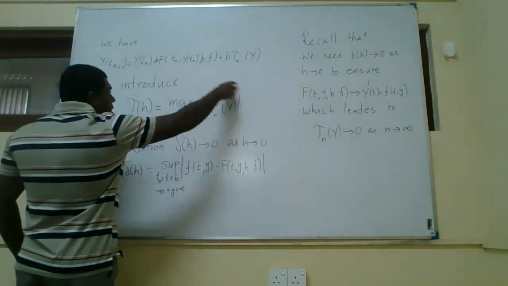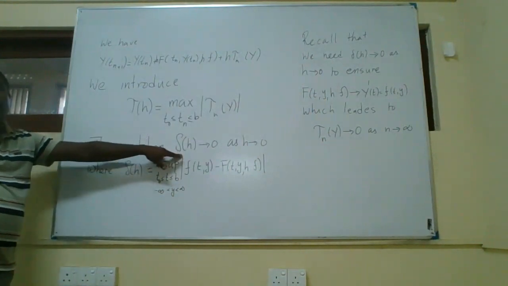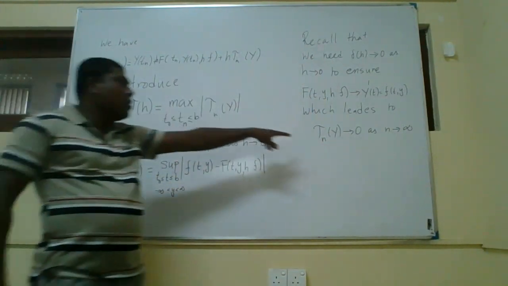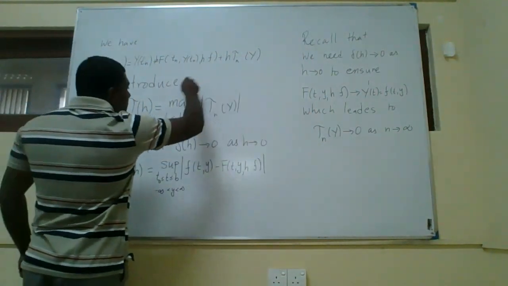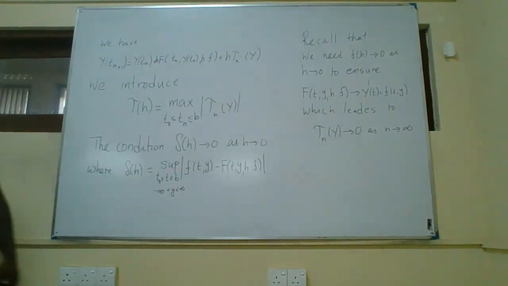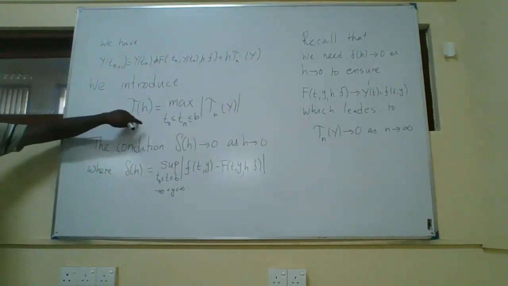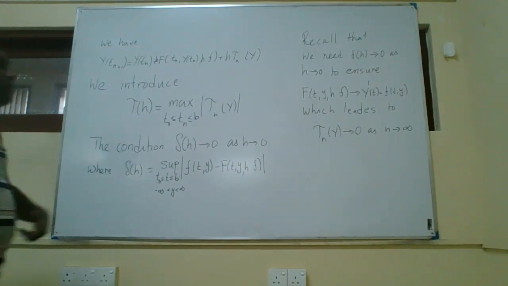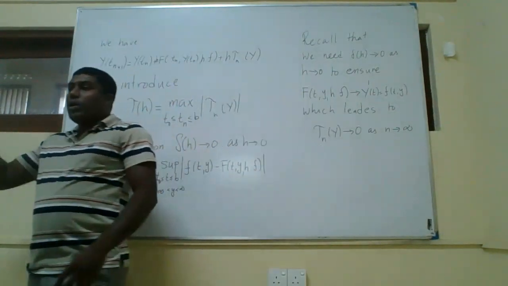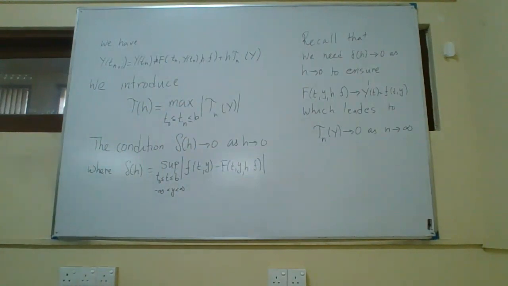So here again, if you know delta h goes to 0, then you know this goes to 0. If this goes to 0, then you know that the maximum of tau n i will go to 0. So the error tau h will go to 0, right? So the whole idea depends on how you can make this capital F go to small f, right? So that is how all the convergence results are related to each other, basically to the convergence of the method.